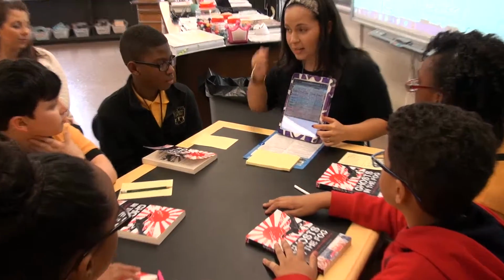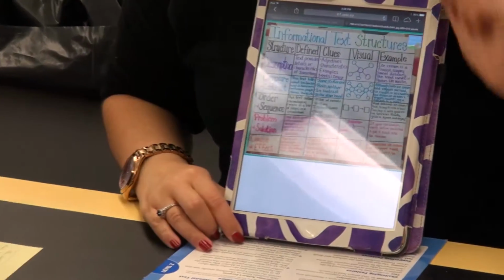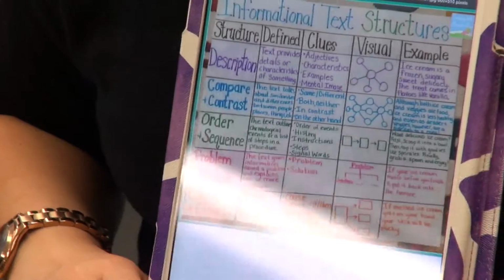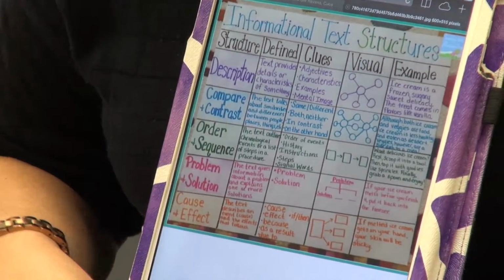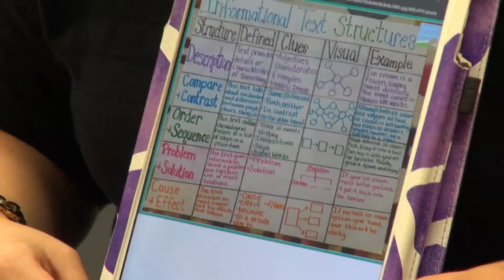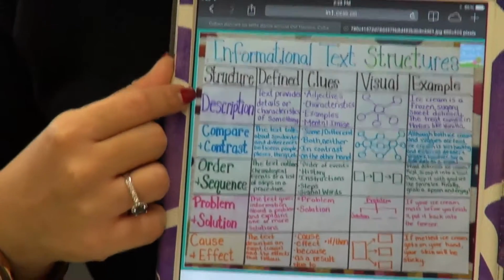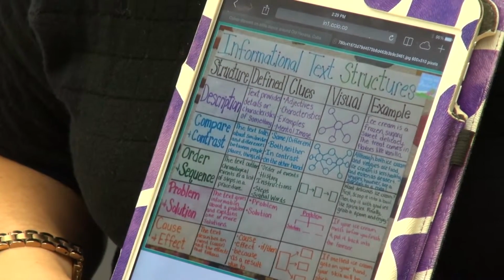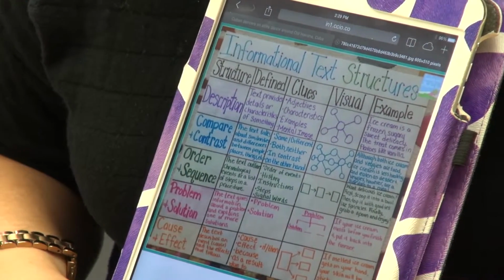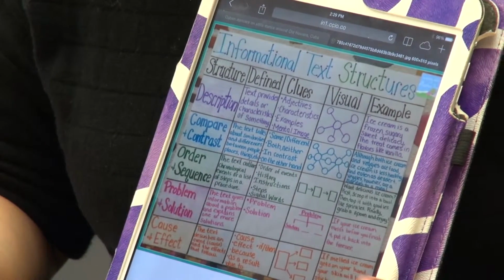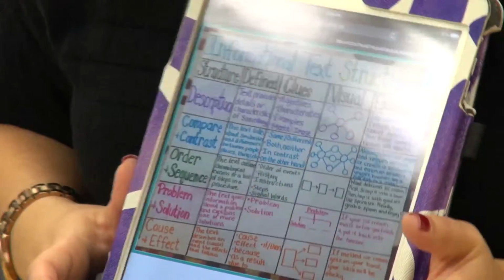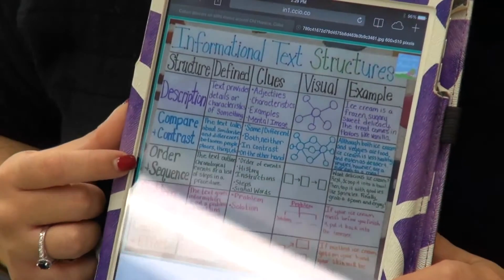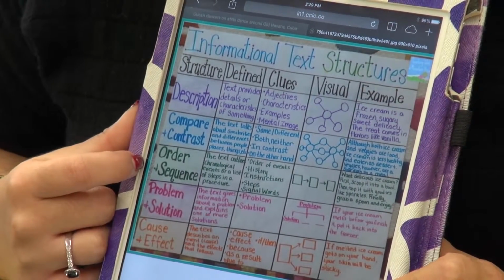So authors write novels using different structures, okay? And here are the different examples of how they can write. This is basically how the author decides to organize the writing, okay? He or she might organize it by providing descriptions, and we would see things like adjectives and different characteristics and examples. The author might organize the text by comparing and contrasting. Maybe the first part of the text is how everything is the same, and contrasting would be how everything is different, okay? Perhaps the author will organize the text in sequential order, or chronological order.